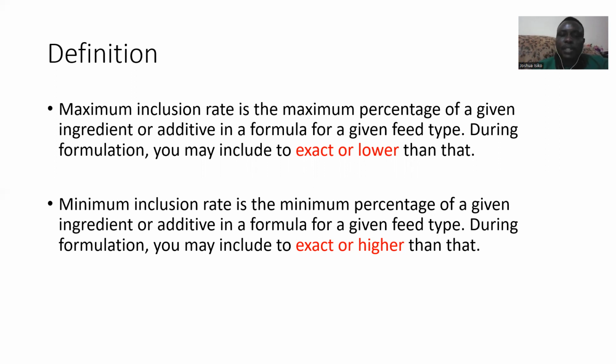And the reverse is the minimum inclusion. It is the minimum percentage of a given ingredient or additive in a formula for a given feed type. For instance, premix has a minimum. The minimum of premix is 0.25% inclusion rate, depending on the quality. So you don't have to put below that.